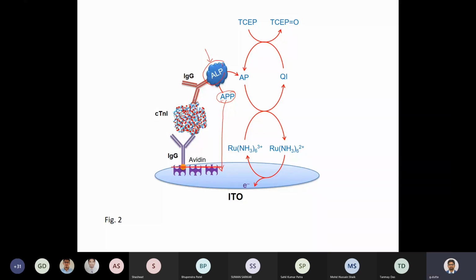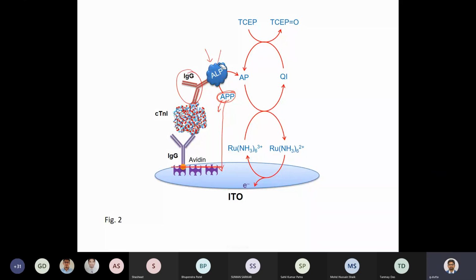See, so ALP is a kind of enzyme. They are very specific to some substrate. So here the substrate is APP. APP is the reagent name. It is called aminophenyl phosphate. So it will react specifically with ALP. ALP is the alkaline phosphatase enzyme. So your secondary antibody is labeled with this enzyme.